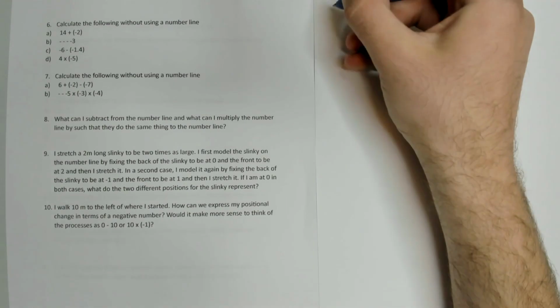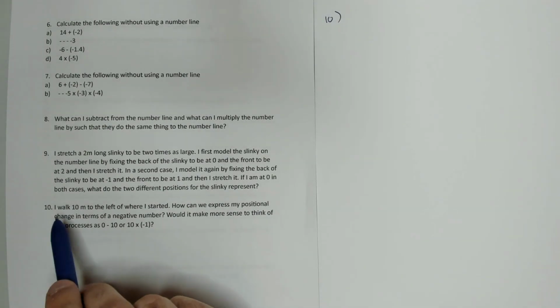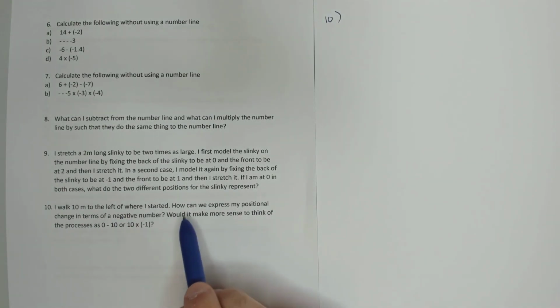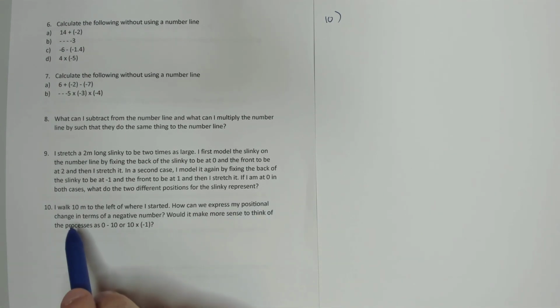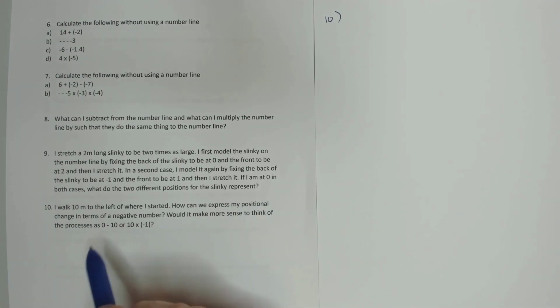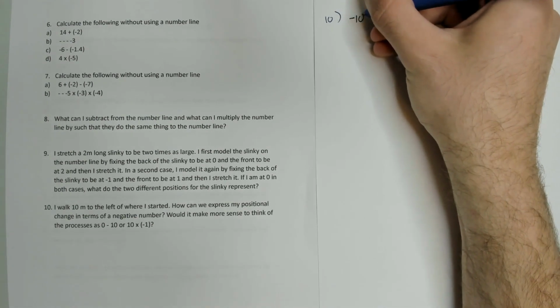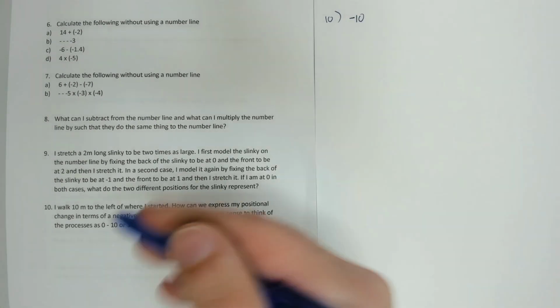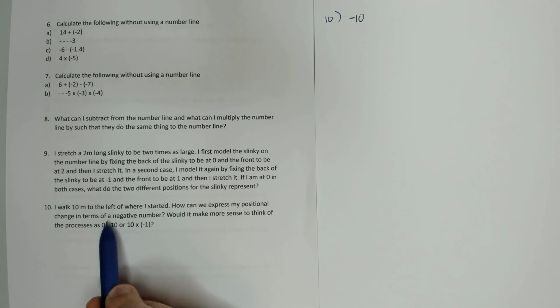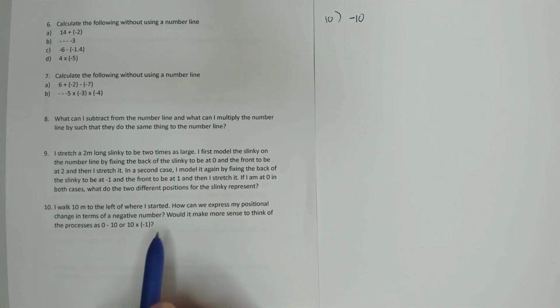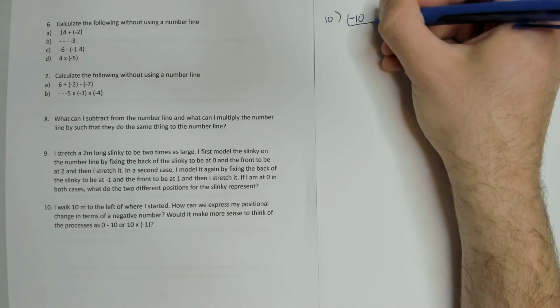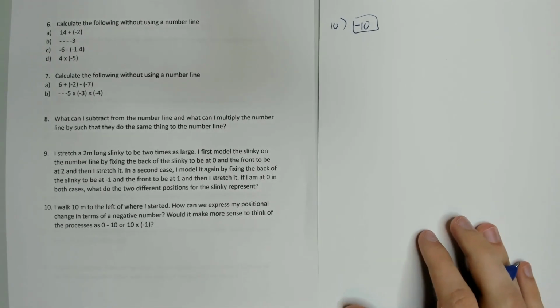You're doing great. Let's look at number 10. Alright, so it says, I walk 10 meters to the left of where I started. How can we express my positional change in terms of a negative number? Okay, so 10 meters to the left, that's usually represented as -10 if we think of negative being the left direction, which it's wanting us to since it wants it in terms of a negative number. So -10 is the negative number that we're thinking of.